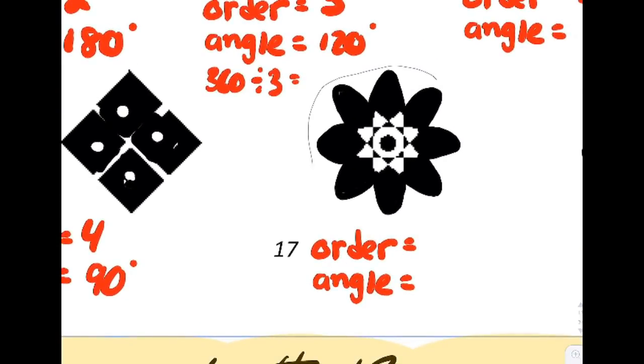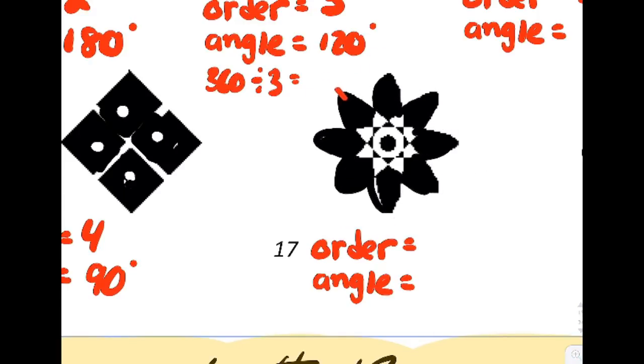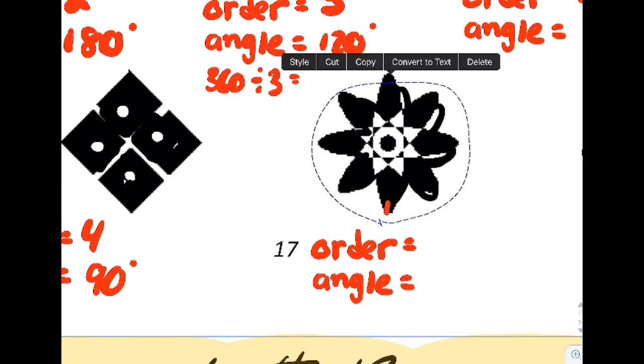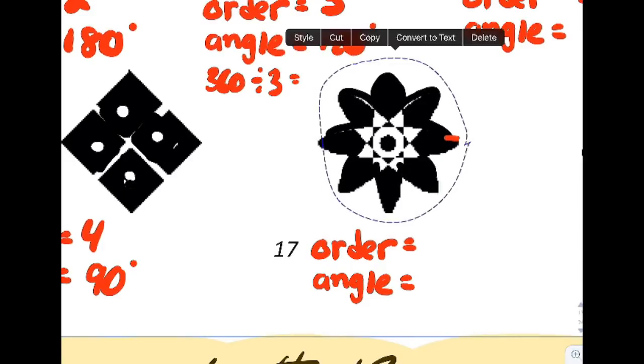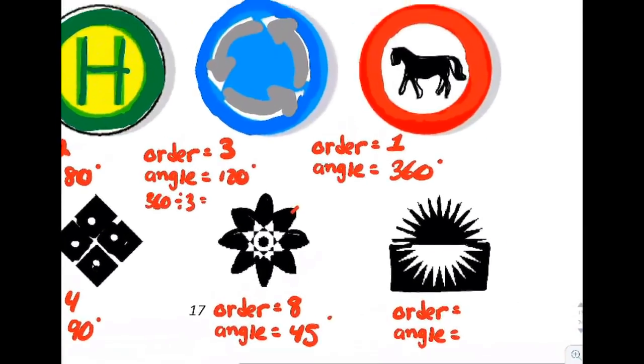And then this flowerish thing, it's very similar to an octagon. I'm going to mark it, we'll start right there. 1, 2, 3, 4, 5, 6, 7, 8 different places before we get back to the original top. So the order is 8. 360 divided by 8 is an angle of 45.